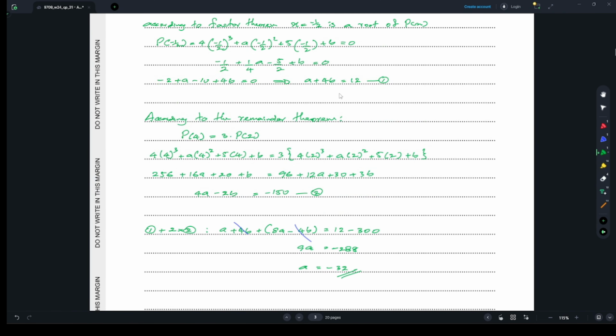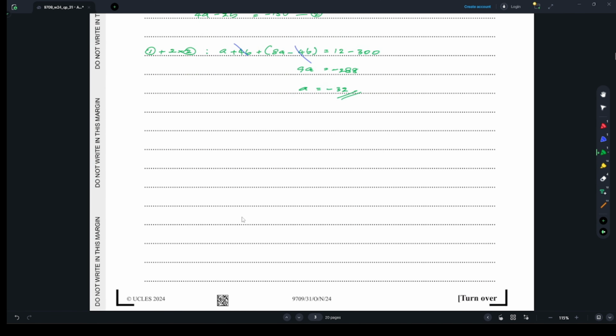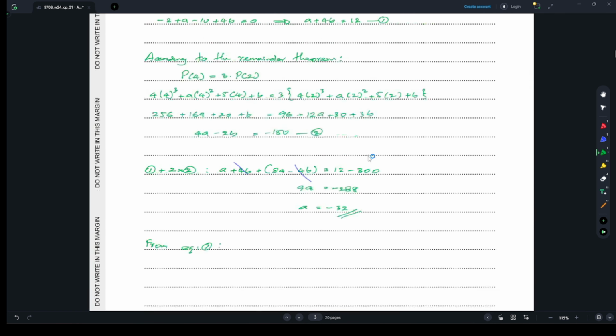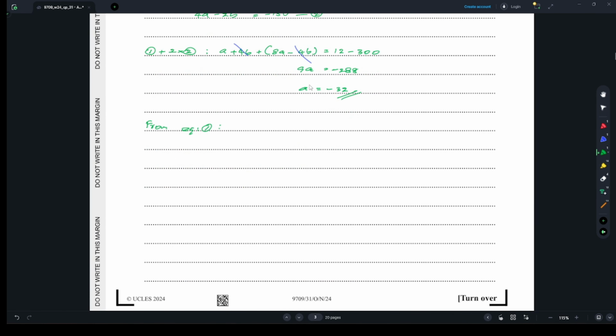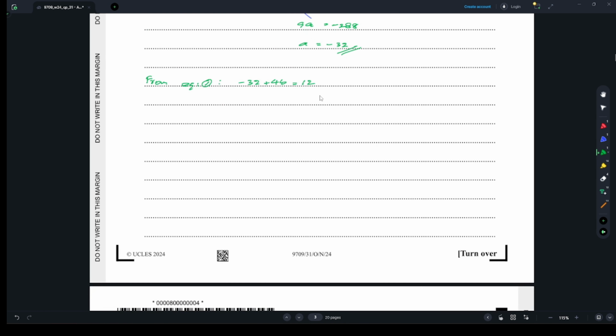And then you can use equation 1 or 2. It's up to you. So I will use equation 1. Okay, a is minus 32. So minus 32 plus 4b equals 12. And so we can bring it to the other side. So 4b equals 44 and divide by 4. So b equals 11. Okay.